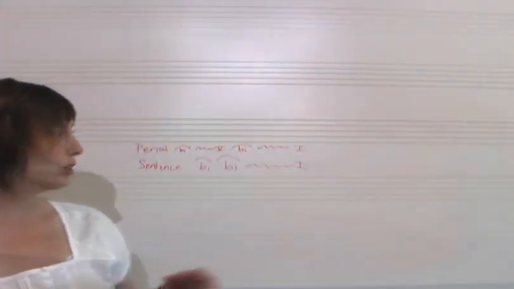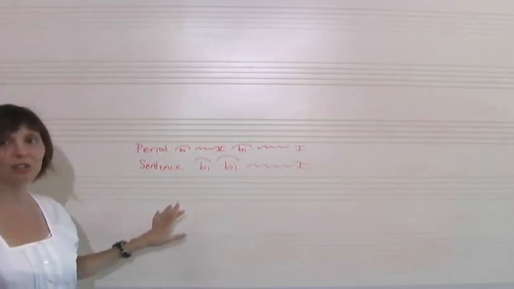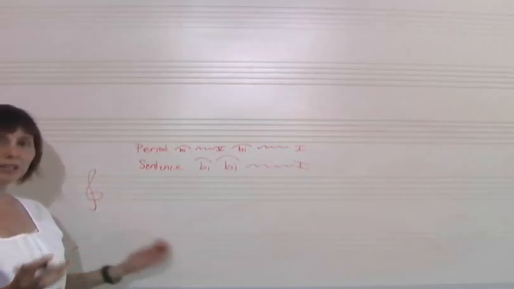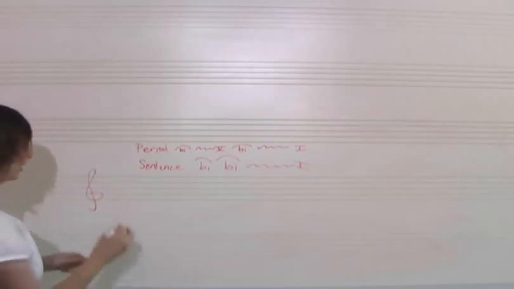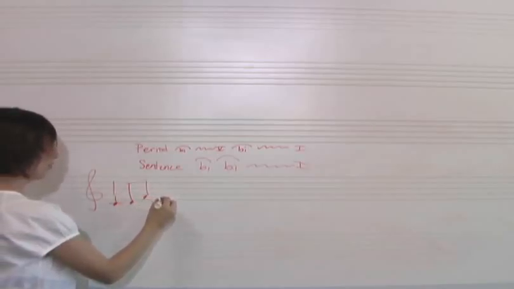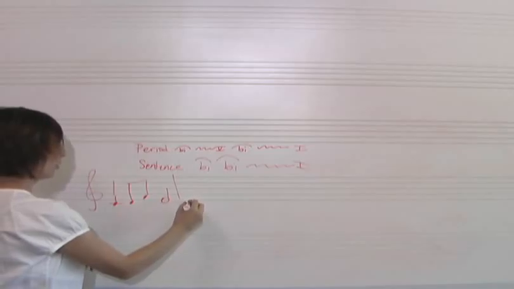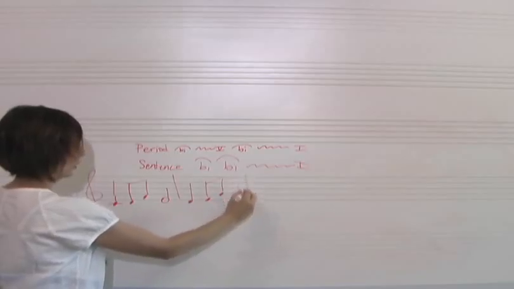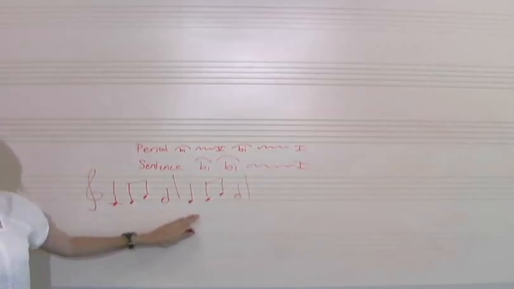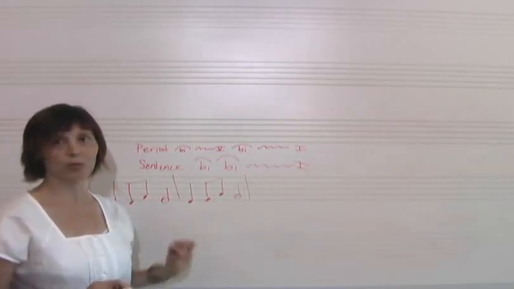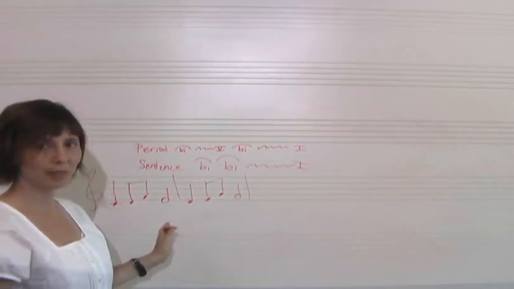So to give you an example, let's create our own sentence. Why not use the same motive again? So there's my basic idea. Here it's repeated. And then I will have 2 more measures to finish up my sentence.